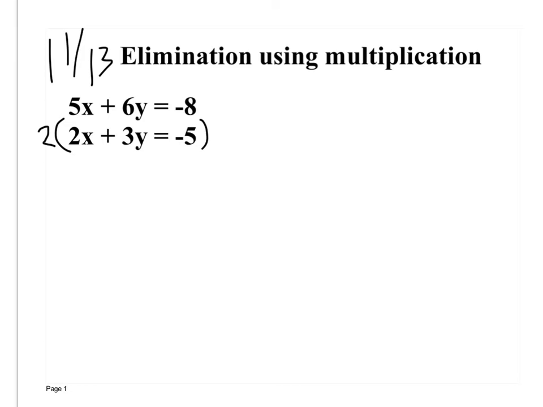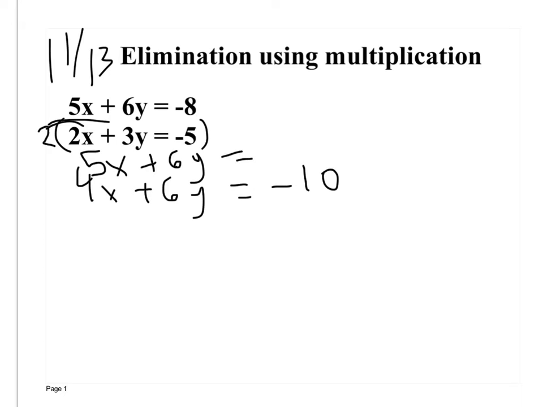So I go ahead and do that. So you distribute the 2 out. That gives you 4x, 6y, and negative 10. Now we use what we learned yesterday in solving by using addition and subtraction. Would I add or subtract here? Subtract. I would subtract because these have the same sign.